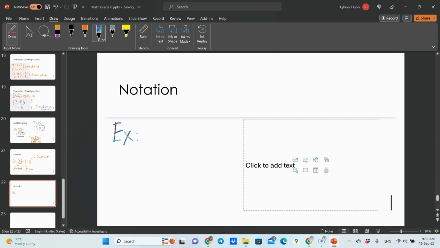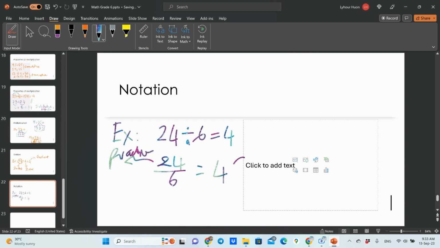Sometimes you see 24 divided by 6 gives a result of 4. This is the dividing sign. Or sometimes you see 24 over 6. That also means division. Sometimes we call it a fraction, right? Fractions. But this is also 4, and this is division.